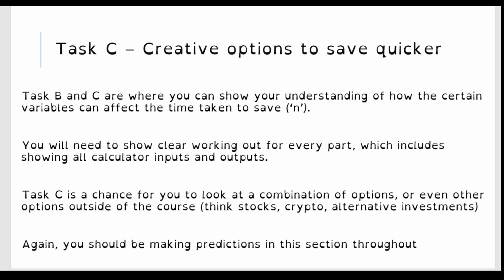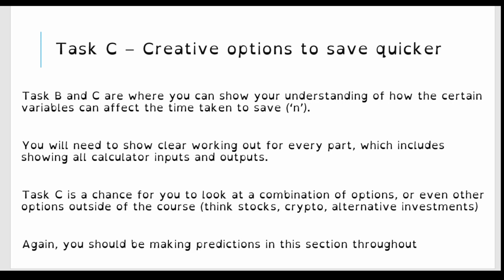In addition to task B, task C is where we start to look at more creative options to save quicker. So task B, we were sort of playing around with the values on the calculator. Now this is where you're sort of starting to extend your understanding. So you're going to look at different ways that you might save up your money. You can think about things like stocks, crypto, if you want to get into that, alternative investments. Basically, you're trying to consider ways that you can actually save up in a quicker way, but that are different to just changing values on your calculator.